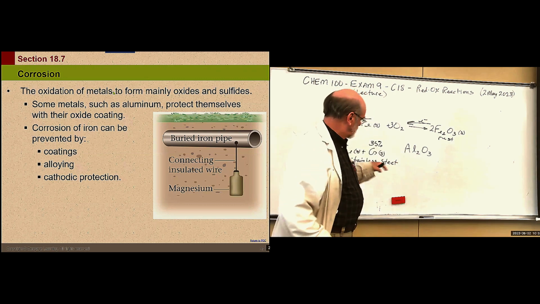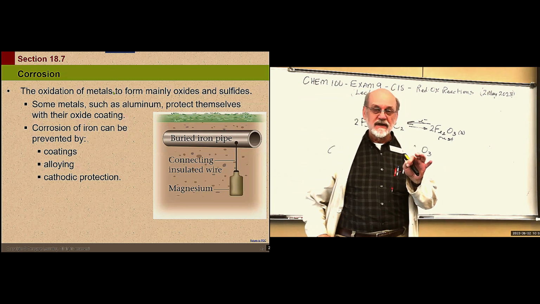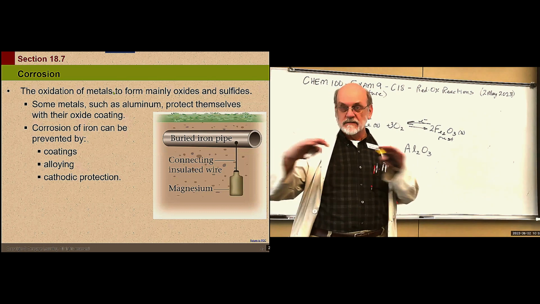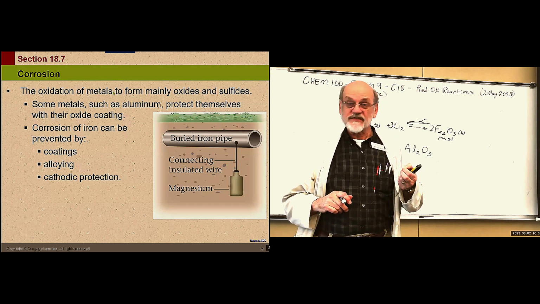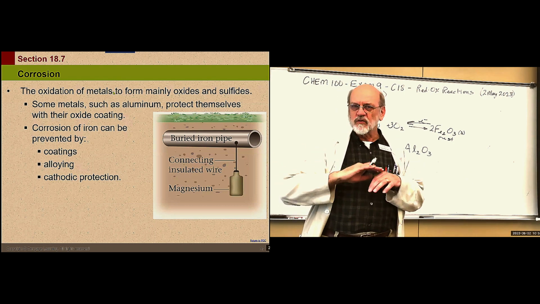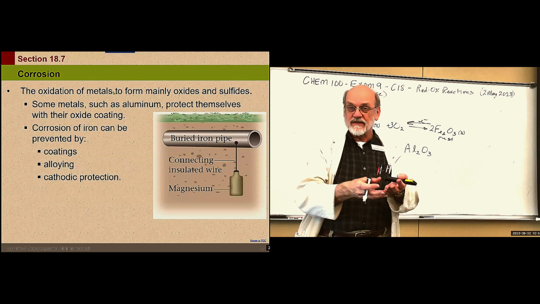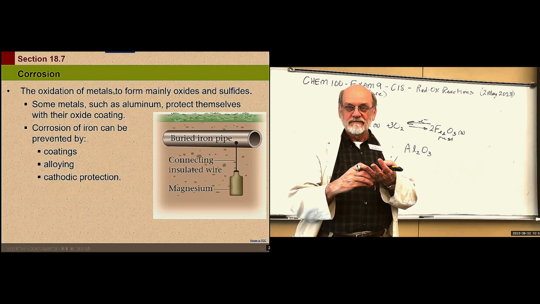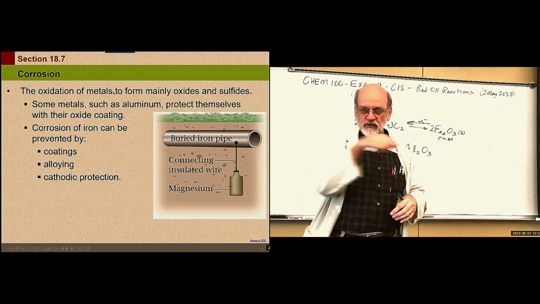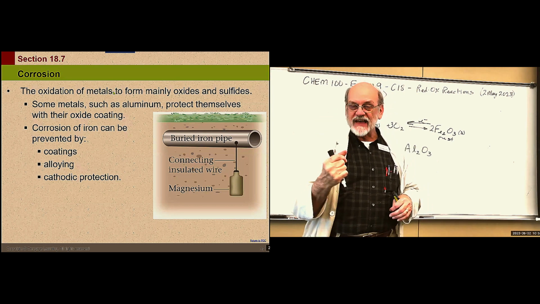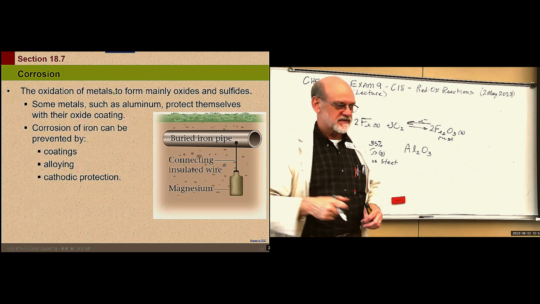But what happens is this chromium oxidizes so fast that it forms a protective coat over the stainless steel. And it's so thin that you don't even know it's there. You polish the steel, make it real shiny, and you think that you're looking at the steel, the iron underneath, but you're really not. You're looking through the oxide of chromium that protects the surface. And if you scratch it, the oxide forms so fast that it immediately protects the underlying steel.